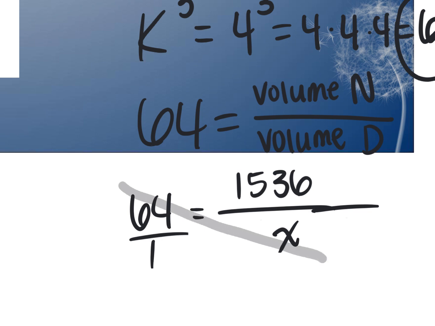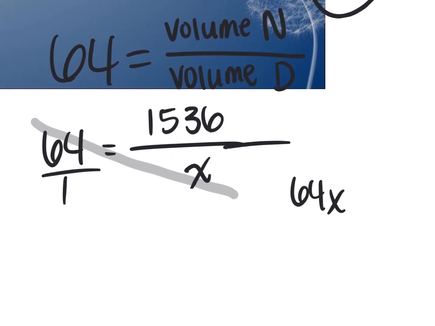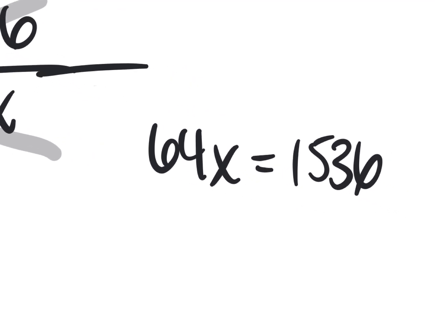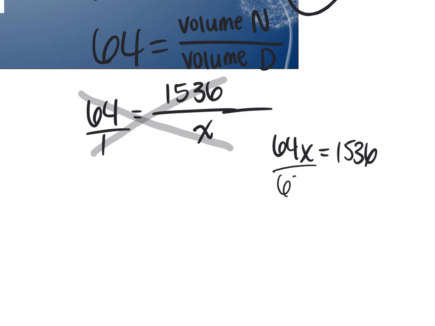You cross multiply. So do 64 times X, which is just 64X, and do 1 times 1,536, which is 1,536. All right, how do I solve for X now? Divide by 64. Very good. Divide by 64, divide by 64. We have a calculator for a reason. 1,536 divided by 64, 24.